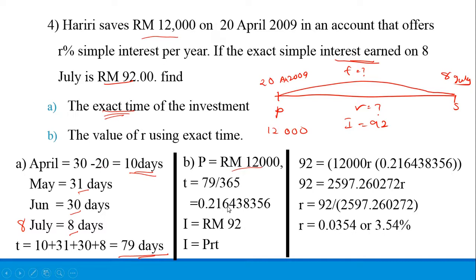You get 0.2164383. And then I equal to 92. I equal to PRT, P is 10,000, R, and this is T. P multiplied with T, I get this one, R, this is I. Then I move this one to the left side, you divide, and you get R equal to 0.354, or you can change it into a percentage by multiplying with 100. You get 3.54. That is the value of R using exact time.